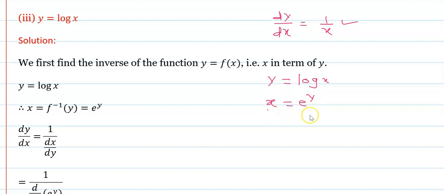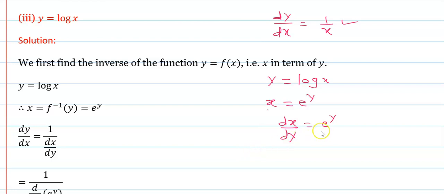That means x is written in terms of y. Then differentiate this with respect to y. Therefore dx upon dy, you will get its value immediately here. Okay, what is the derivative of e raised to y? Derivative of e raised to y is e raised to y. Okay, this problem ends here.